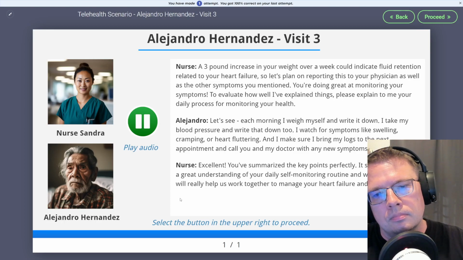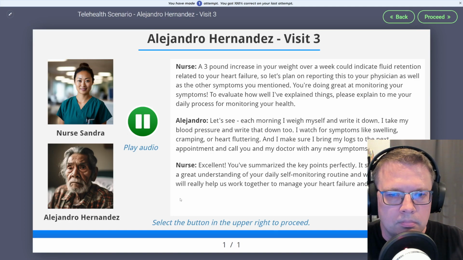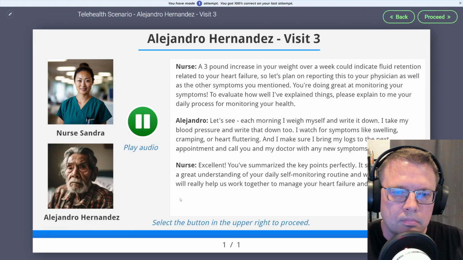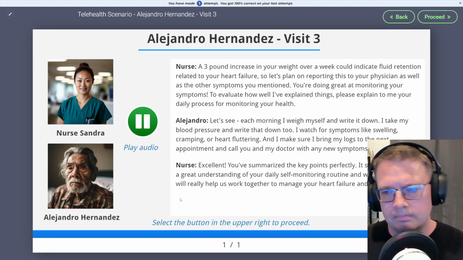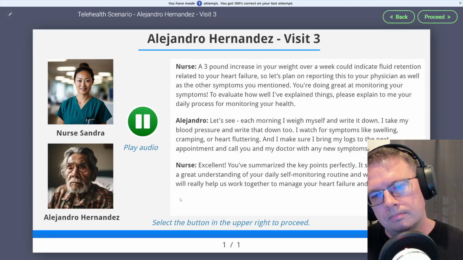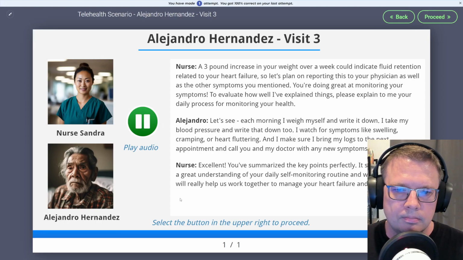Let's see, each morning I weigh myself and write it down. I take my blood pressure and write that down too. I watch for symptoms like swelling, cramping, or heart fluttering, and I make sure I bring my logs to the next appointment and call you and my doctor with any new symptoms. How's that? Excellent. You've summarized the key points perfectly. It seems like you have a great understanding of your daily self-monitoring routine and what to report. This will really help us work together to manage your heart failure and stay healthy.